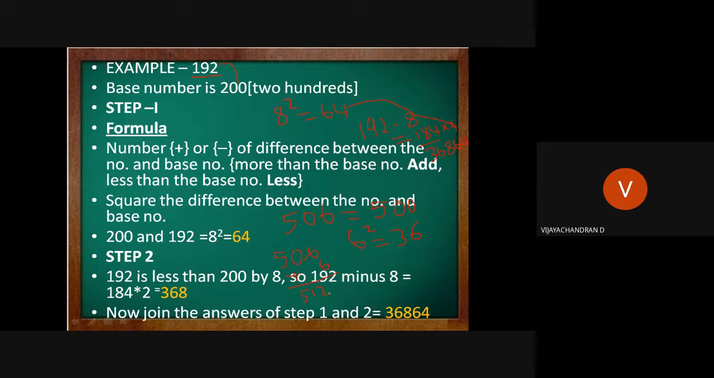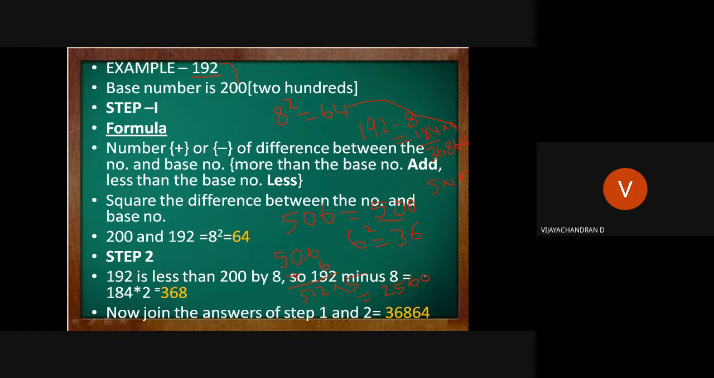In the next step, I have to multiply the result by 5. Why am I multiplying 512 by 5? The reason is our base number 500 has five 100s, right? 5 into 100 is 500. So that's the reason why I am multiplying 512 by 5. So what is the answer? 512 into 5 is 2560.